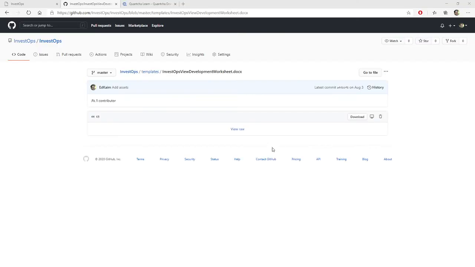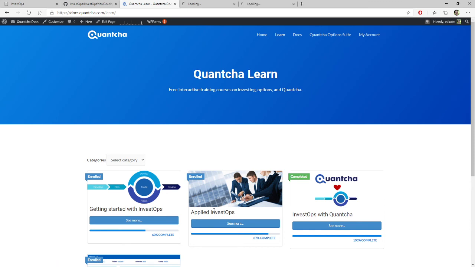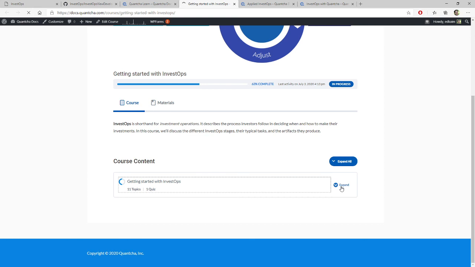And so if we come up out here, at Quantra Learn, we've got 3 courses. We've got Getting Started with InvestOps, which talks about each of these stages in more depth and gives you a lot of good detail on the things that you would do in those given stages. We've also got something called Applied InvestOps, and Applied InvestOps takes a scenario and follows through step by step of a fictitious investor and how they would follow this. And then finally, we've got an InvestOps with Quantra course that talks about how you can use InvestOps with Quantra today.